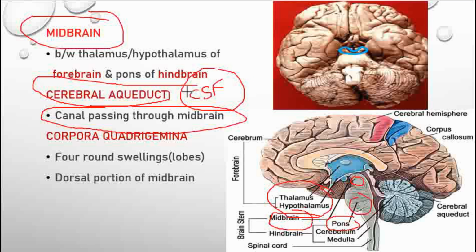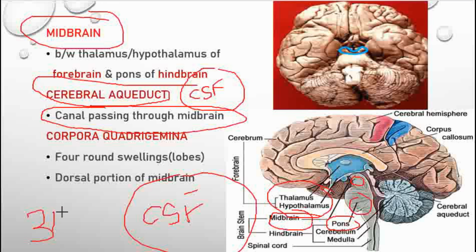So that connects the third ventricle to the fourth ventricle of the ventricular system of the brain. Yes, we have the ventricular system in the brain also, like in the heart. In this case the fluid is cerebrospinal fluid. So what does this aqueduct connect? It connects the third ventricle to the fourth ventricle of the ventricular system of the brain.